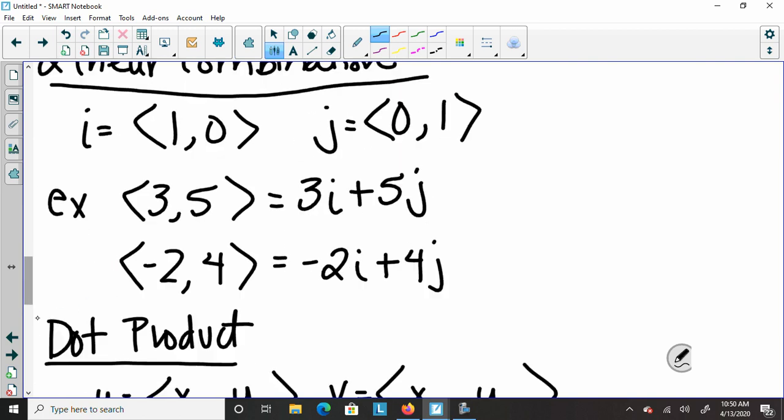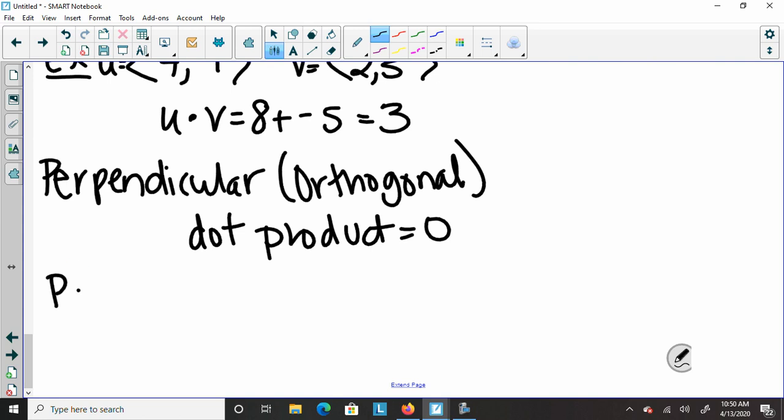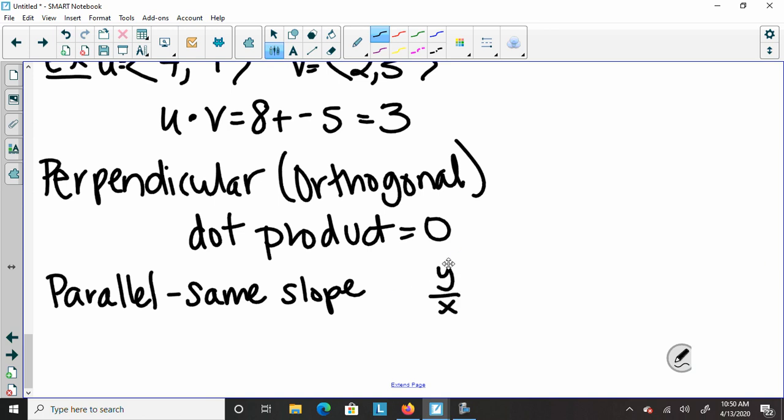To tell if two vectors are parallel, they're going to have the same slope. If you're in component form, your slope is just your rise over your run, or your y over your x. So our slope with our vectors is just the y over the x. If you do y over x for both vectors and it matches, then you are going to have parallel vectors. Okay, so I'm going to check and see if two vectors are parallel, perpendicular, or neither.